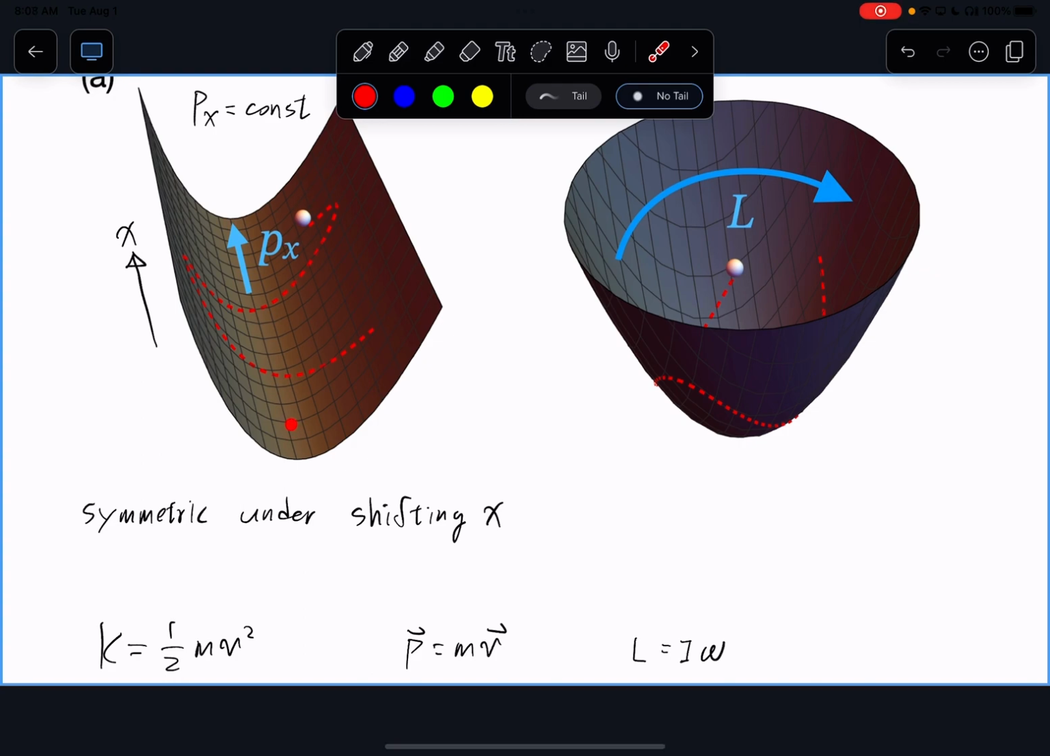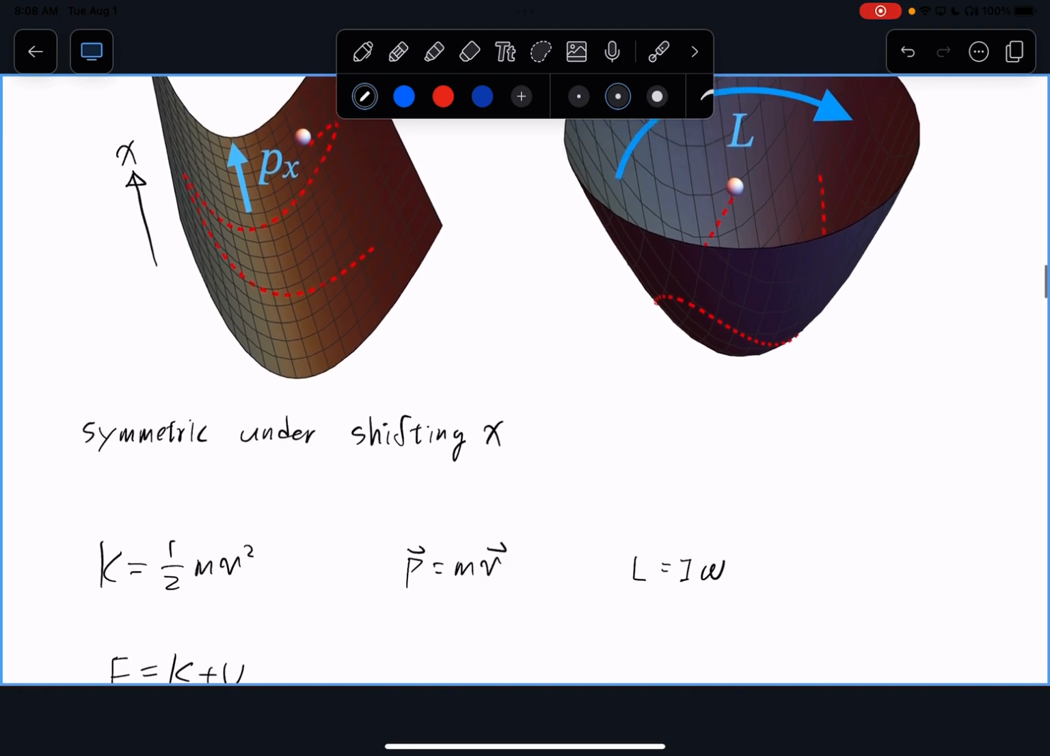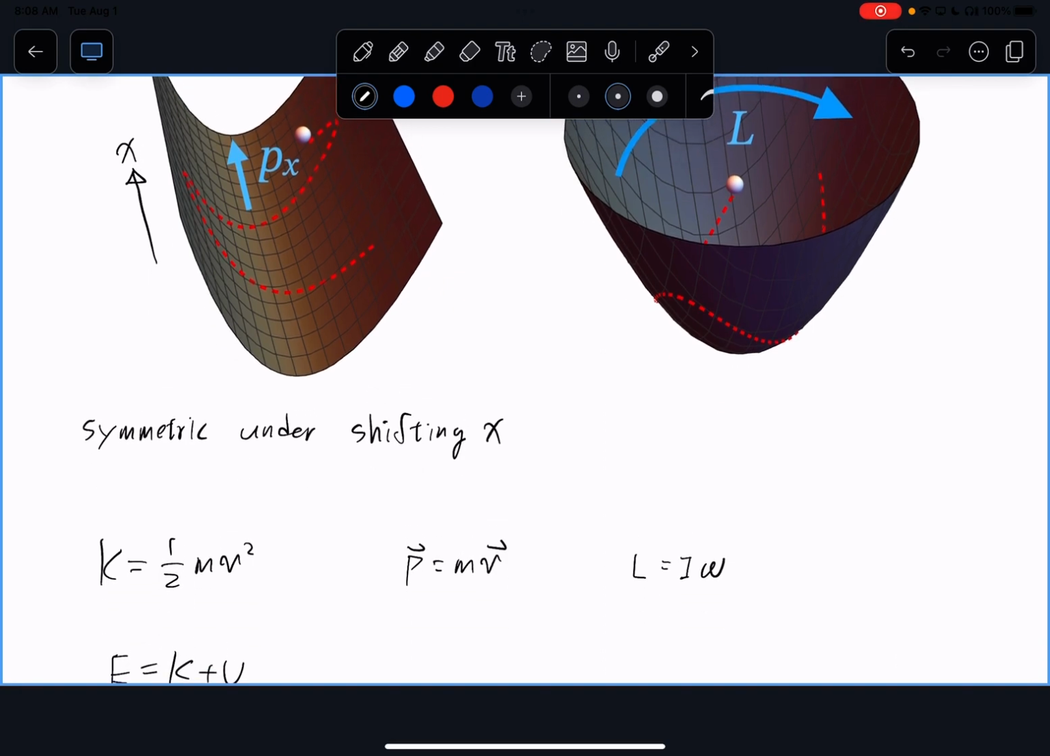All right. So if you start from here, look around, the valley looks like this. If you go further along the x direction, you look around again, the valley still looks like this. The valley looks the same when you are shifting your x position. So we call this a symmetry under shifting x. Okay? And it says that as long as you have this symmetry, you have conservation of x momentum. So Noether's theorem tells you that this conservation law comes from this symmetry. All right?